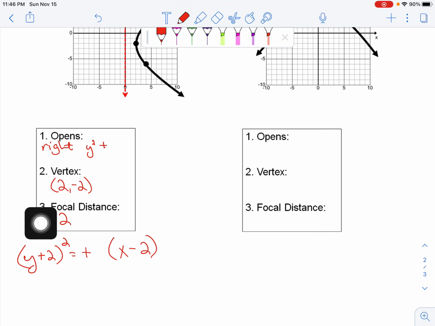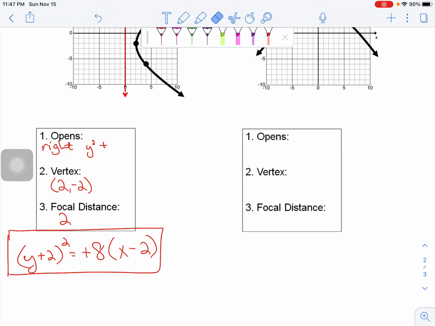And I'm going to take that focal distance and I'm going to multiply it times 4. And so that's going to get me an 8 there. And there's nothing in this problem that says you have to multiply it out. So I would just leave it as is. Maybe the only thing I would clean up is I don't need the positive in front of the 8. We know that it's there. So I'd probably take that out. But that's how you can translate a given parabola into an equation.